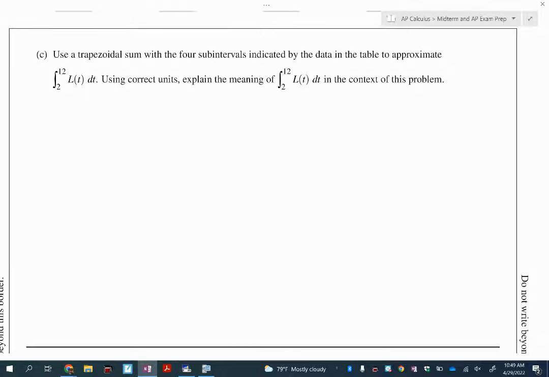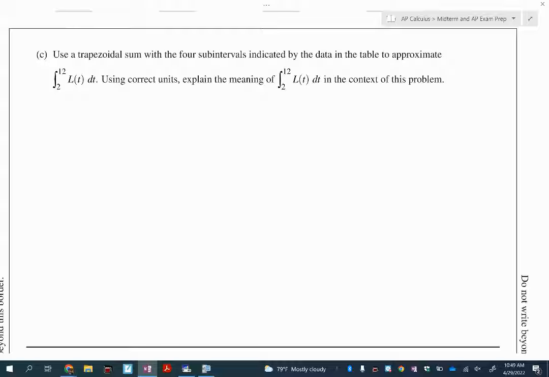We're switching to L of t. Okay, so now this is just talking about the cars that are leaving, right? And it does say we're going to use a trapezoidal sum with 4 subintervals indicated by the data in the table to approximate the integral from 2 to 12. So that would be 7 a.m. to 5 p.m., the rate at which cars are leaving between there, okay?